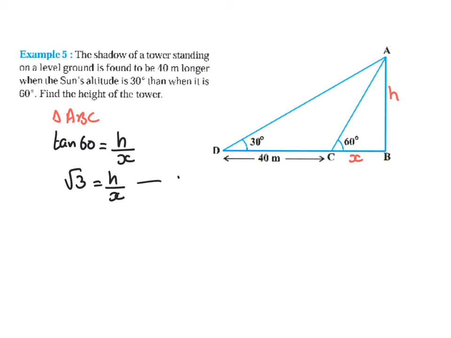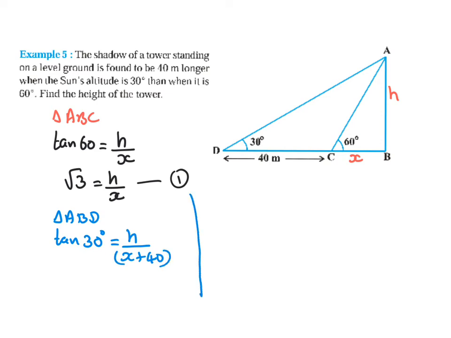Let's label this as equation 1. Now let's come to triangle ABD. In triangle ABD, we have the angle of elevation as 30 degrees. The opposite side is h. The adjacent side is now 40 plus x. So opposite over adjacent, which ratio? Tan again. So tan 30 degrees is equal to opposite, which is h, over adjacent, which is 40 plus x, or x plus 40.